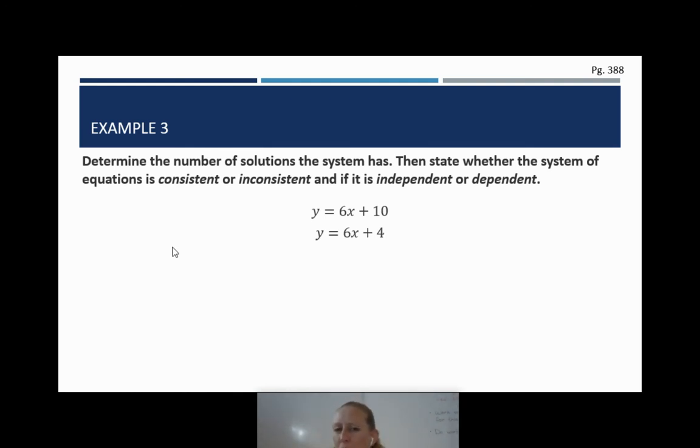Can you logic your way through this and determine the number of solutions the system has, whether the system of equations is consistent or inconsistent, if it's independent or dependent? Go ahead and hit pause to think your way through this, and then hit play when you're ready to check your work.